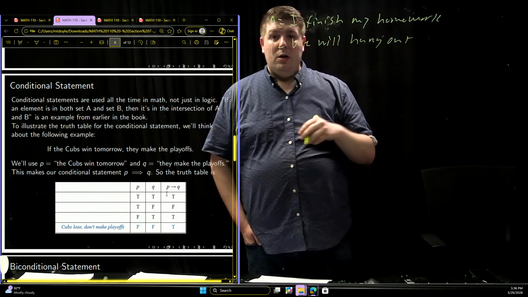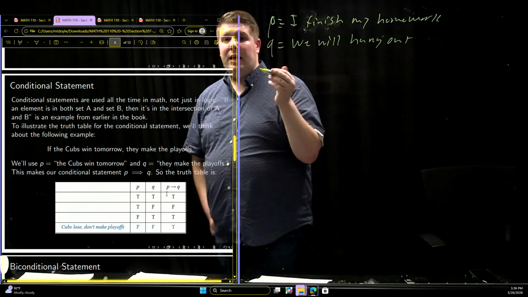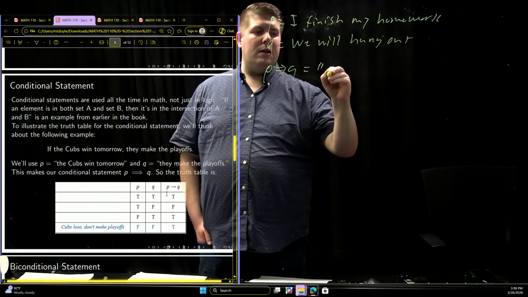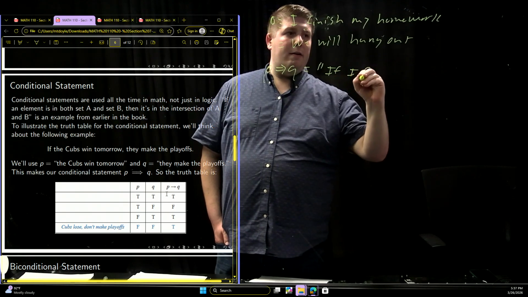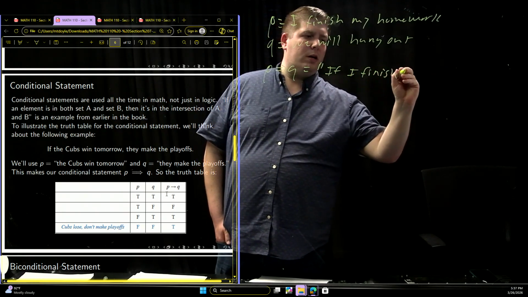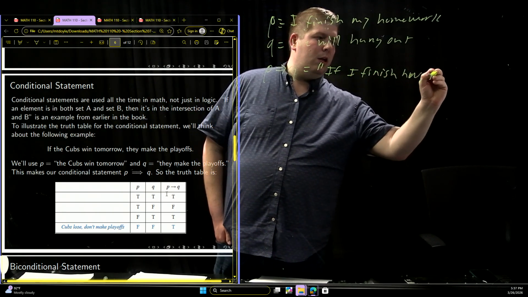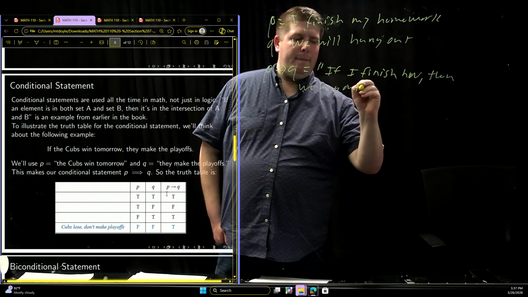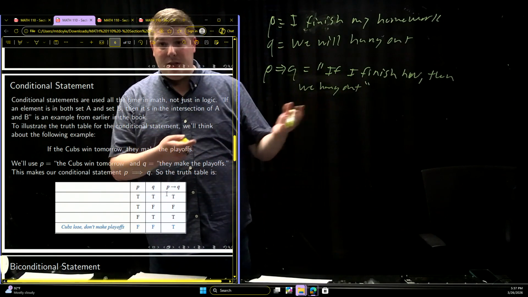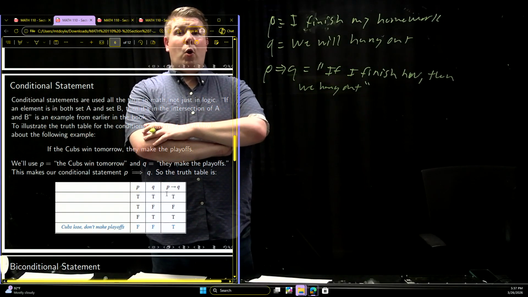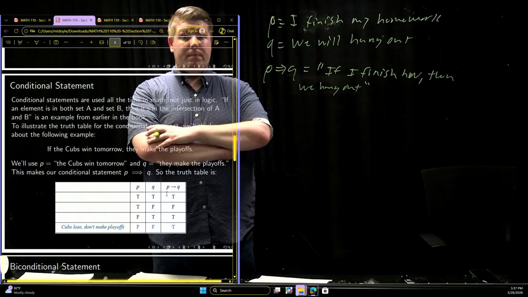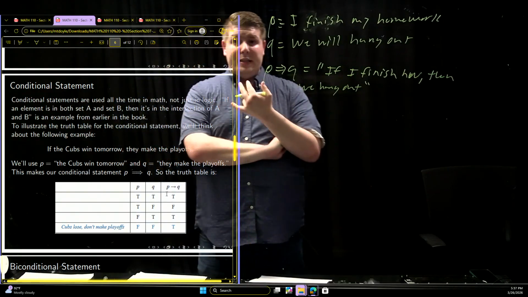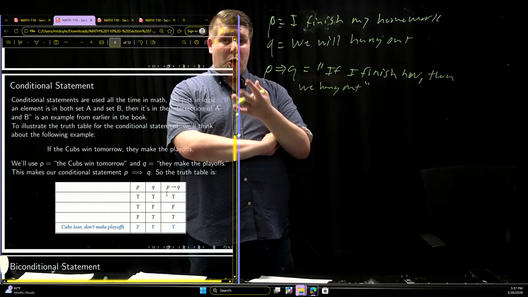So P implies Q here is: if I finish homework, then we hang out. That's the conditional statement here, right? When is this false? Well, let's think about it. The way I like to think about it is, when is the promise broken?